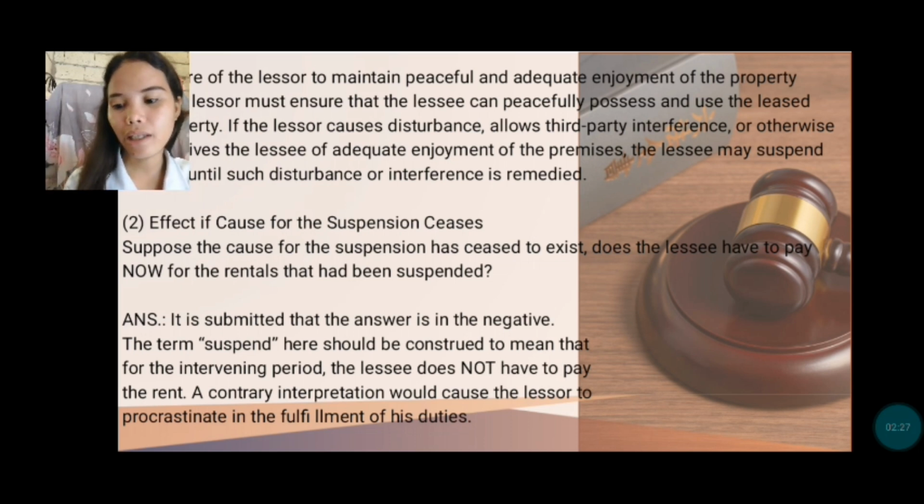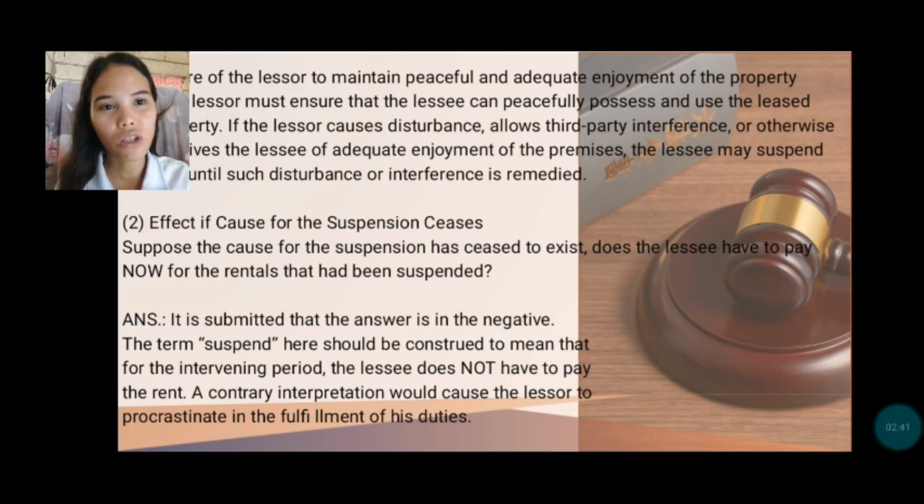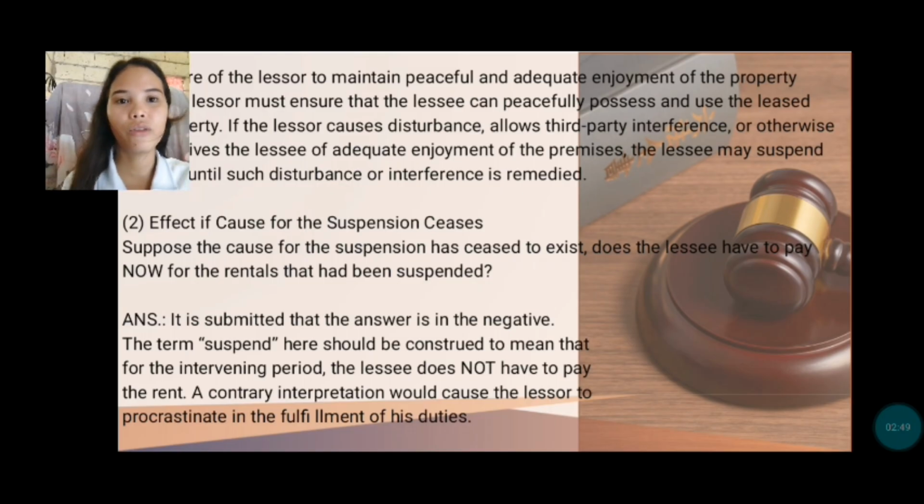B. Failure of the lessor to maintain peaceful and adequate enjoyment of the property. The lessor must ensure that the lessee can faithfully possess and use the leased property. If the lessor causes disturbance, allows third-party interference, or otherwise deprives the lessee of adequate enjoyment of the premises, the lessee may suspend rent until the disturbance or interference is remedied.